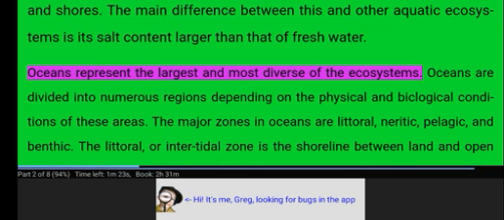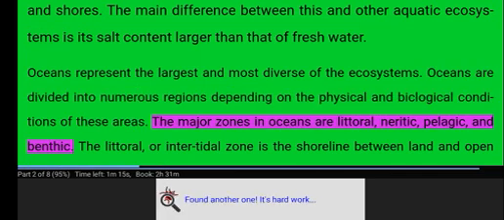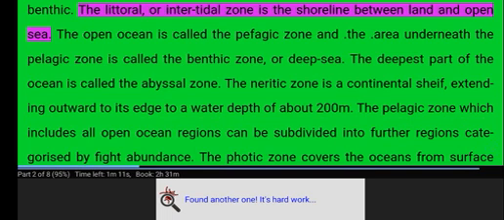Oceans represent the largest and most diverse of the ecosystems. Oceans are divided into numerous regions depending on the physical and biological conditions of these areas. The major zones in oceans are littoral, neritic, pelagic, and benthic. The littoral, or intertidal zone, is the shoreline between land and open sea.